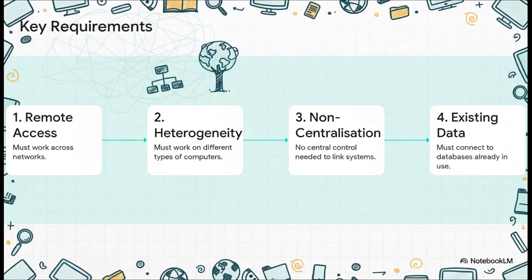Second, heterogeneity. It has to work on all different kinds of computers, Macs, Unix machines, you name it. Third, and this one was absolutely revolutionary, non-centralization. This meant anyone could set up their own server and link to anyone else. No central boss, no gatekeeper. That was the secret sauce that allowed it to scale. And finally, it had to be able to access all the data that already existed.